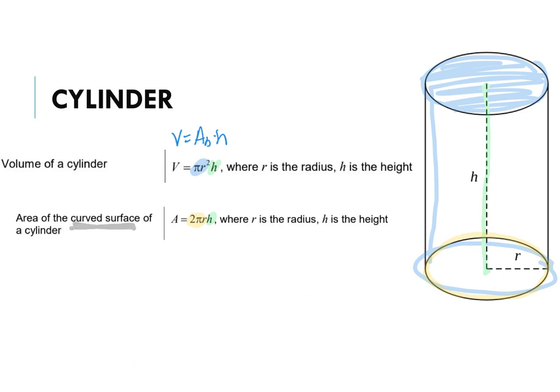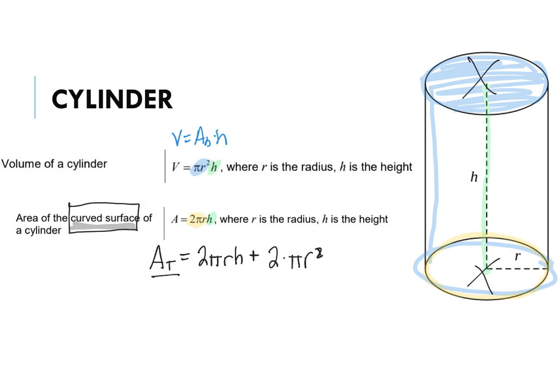And then if you're looking for the total surface area, so the area total, you're going to have the curved surface. And then we cannot forget that we have the 2 bases. So we're going to have 2 times pi r squared. And that would be the area total. Notice that in your formula booklet, they only give you the curved surface, and you have to think about what is the area total.